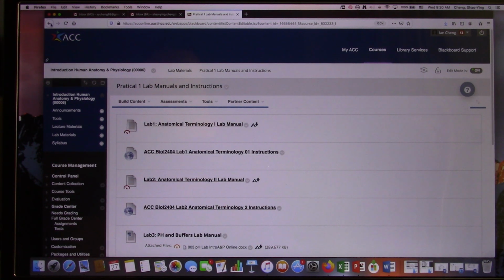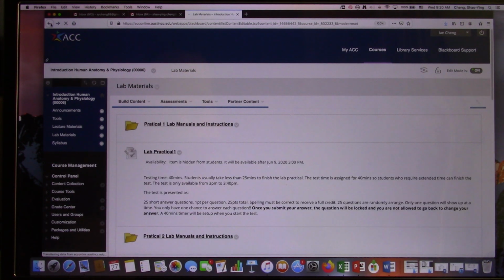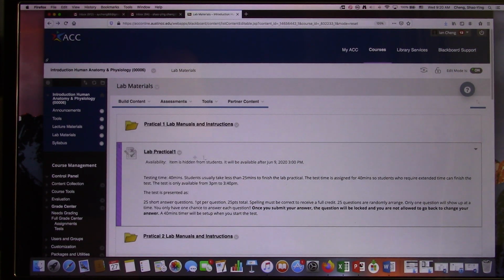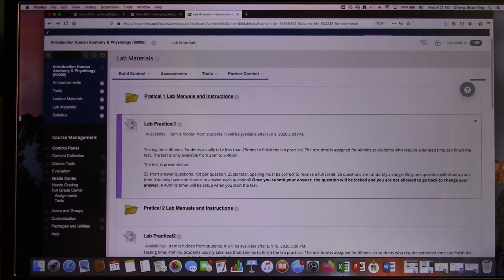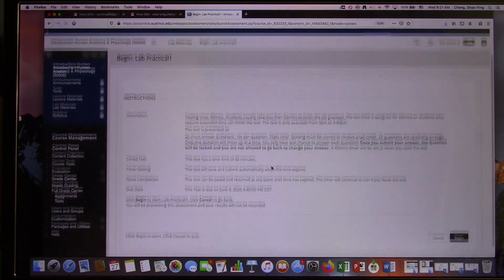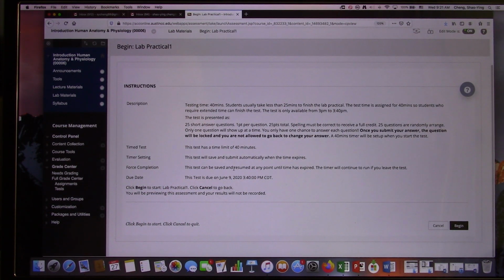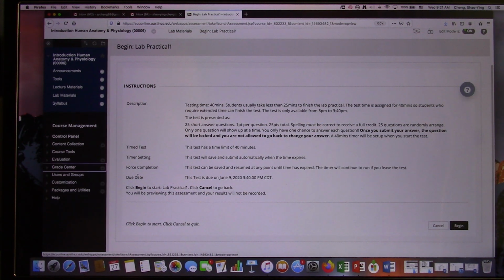During the lab practical, the day we have the lecture test is the day we have the lab practical. You'll find the lab practical here. You won't be able to see it because it is only available on the test day, from 3 to 3:40 p.m. on this day. You click the lab practical and you can start the test. It's going to look like this when you start the test and finish it. Your grade will show up here, in the grade center, full grade center.